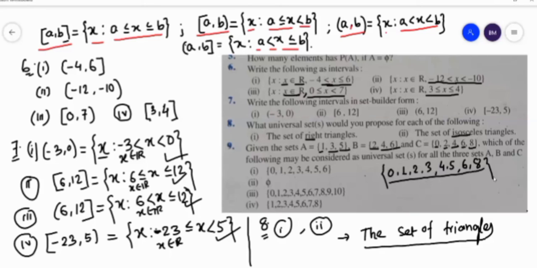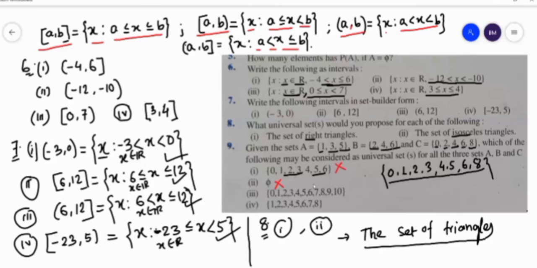Now check that. Obviously the first one we cannot take as a universal set, because A is not a subset of that, B is also not a subset of that. The second cannot be a universal set for A, B, C, because A is a subset of this set, B is a subset of this set, but C is not a subset of this, 8 is not there, so it cannot be a universal set for all A, B, and C. Obviously phi has no element, it cannot be.